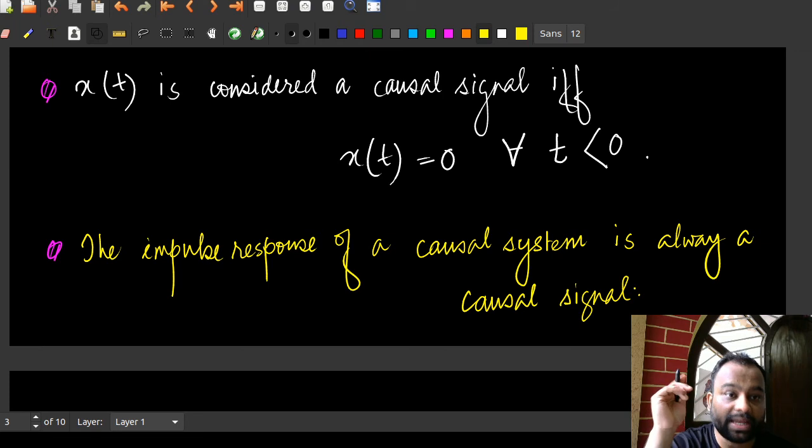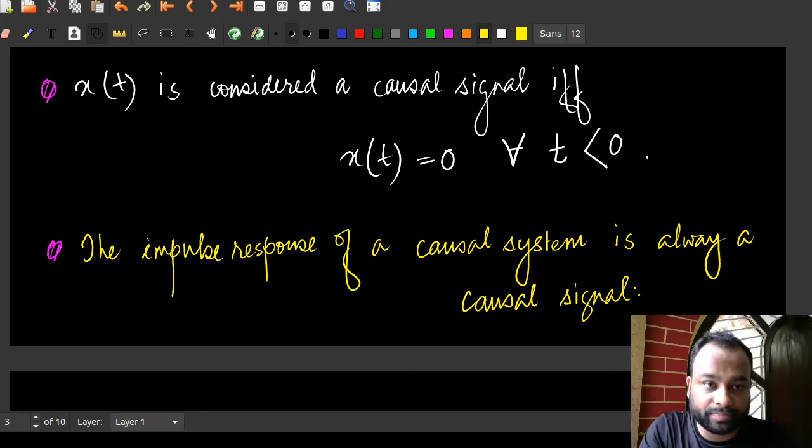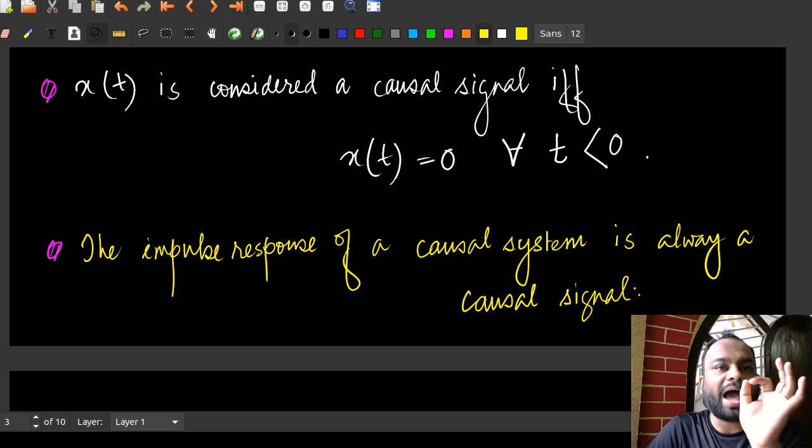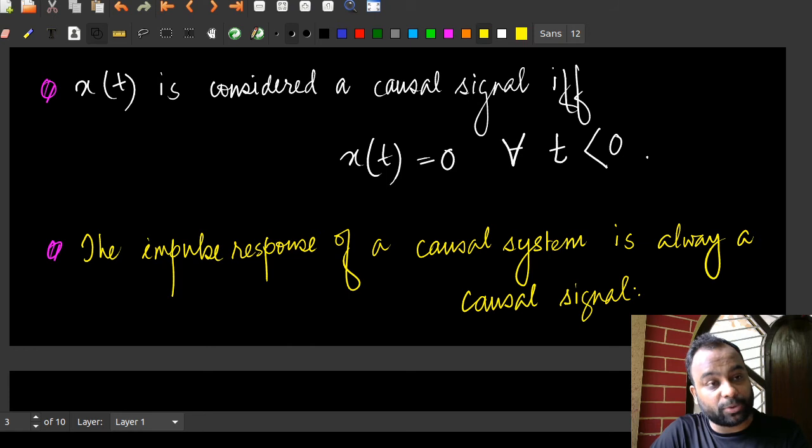For example, unit step ut is definitely causal. Delta t is also causal. rt is causal. As long as the signal is always 0 when t is less than 0, the signal is causal. And the impulse response of a causal system is going to be a causal signal. So they are all quite intertwined in this regard.